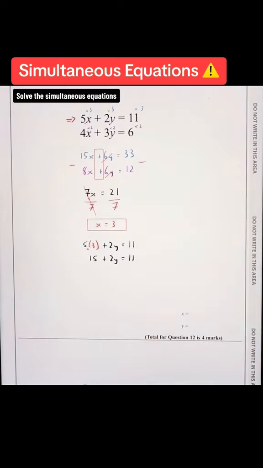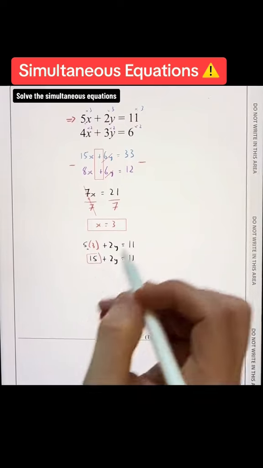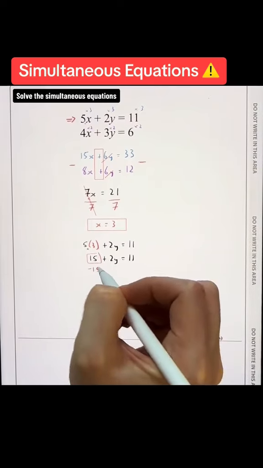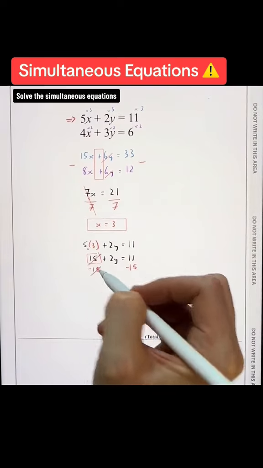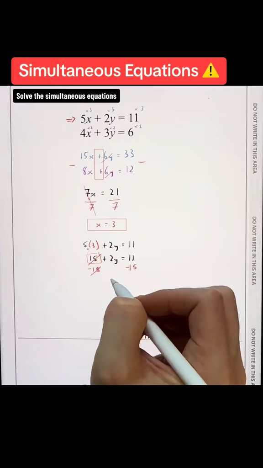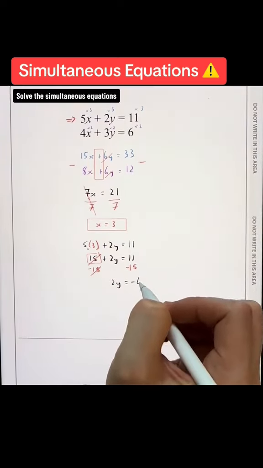As I want to find the value of y, my first step is to move the 15 across to the right by doing the opposite. The opposite of add 15, therefore, is subtract 15 from both sides. On the left-hand side, 15 take away 15 will cancel, to leave us with 2y. On the right-hand side, 11 take away 15 will give us negative 4.